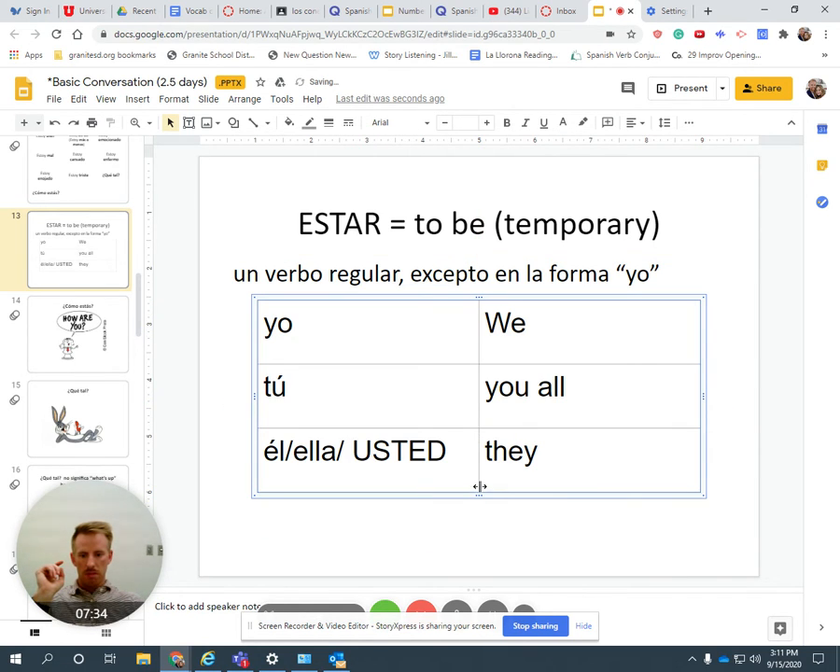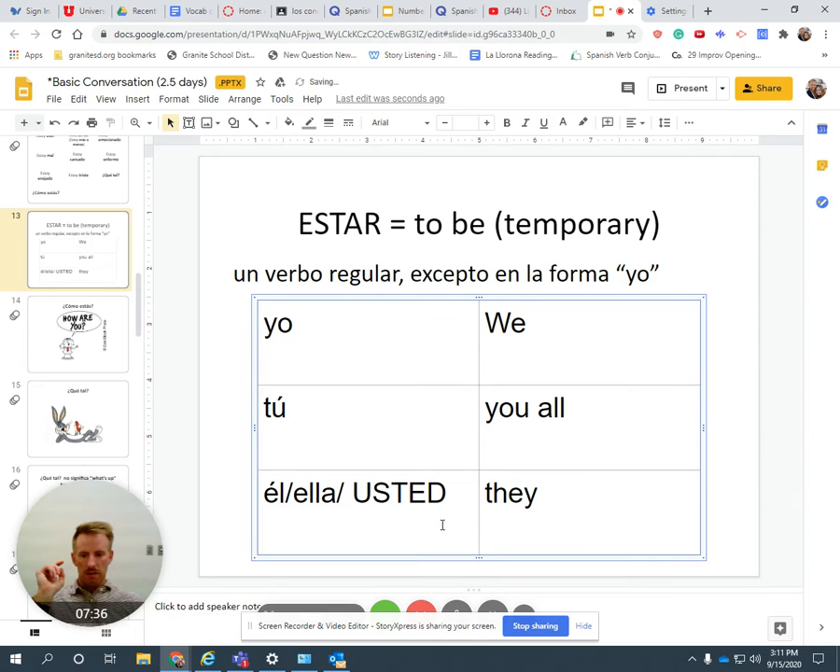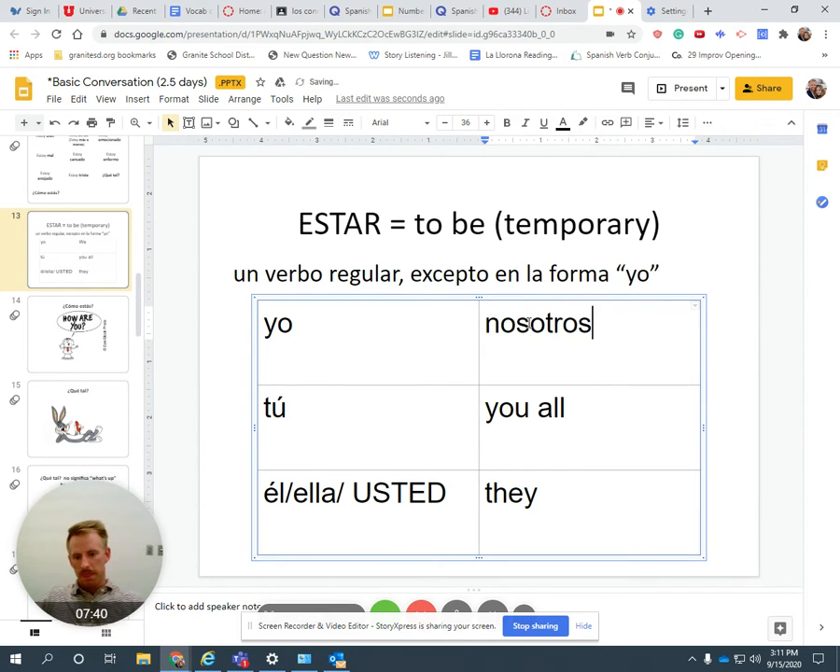Pero quiero hacer la tabla más grande. Perfecto. We, nosotros, you all, vosotros, Spain only. They only use that in España. A ver, lo voy a hacer más pequeño. Solo en España.